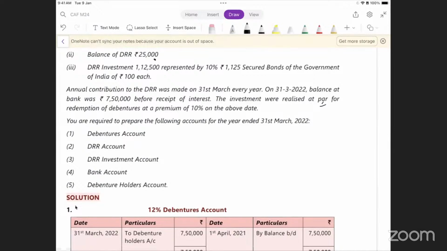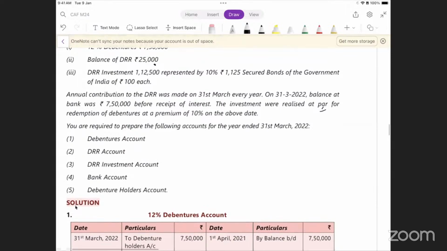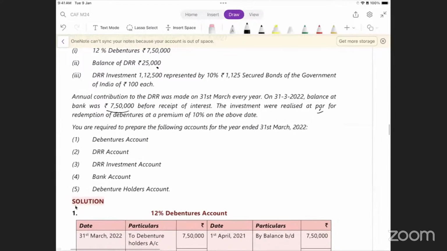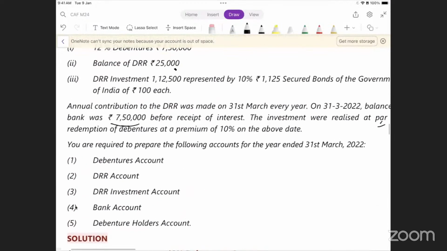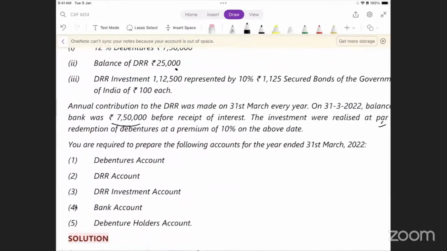Debentures account, right? We know how to do that. Credit balance, there will be an opening balance. DRR account, there will be a credit opening balance. DRR investment is an asset. Bank account, opening balance is given, 7,50,000. Debenture holders account, last ticket, payment ticket. Very simple. Just the five ledgers they have asked.